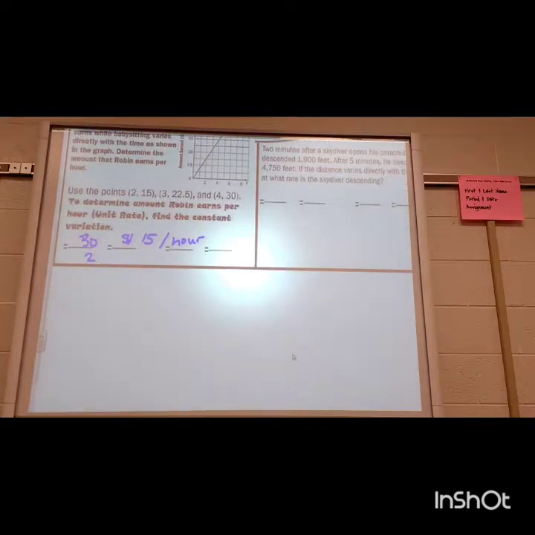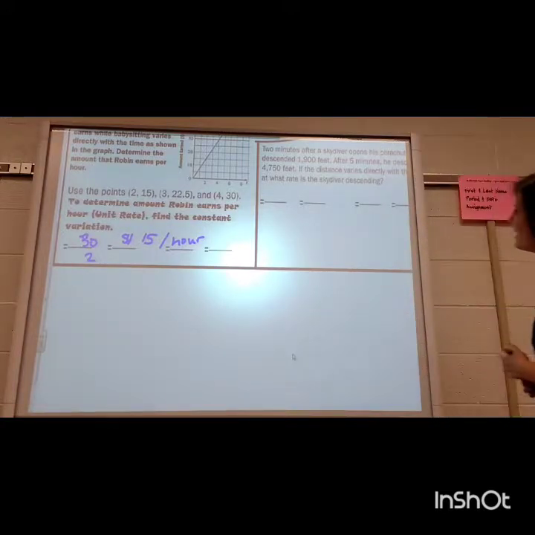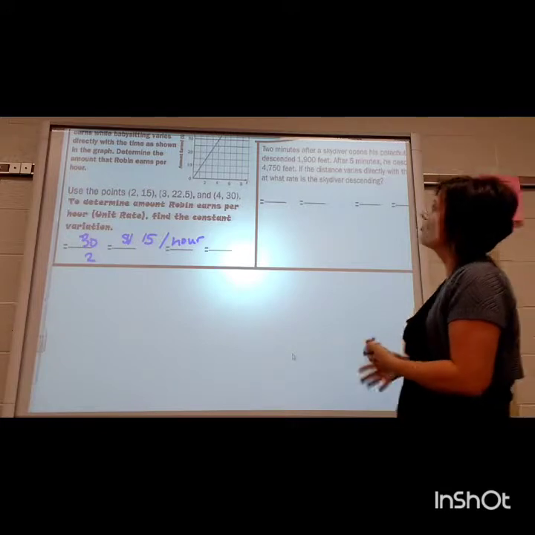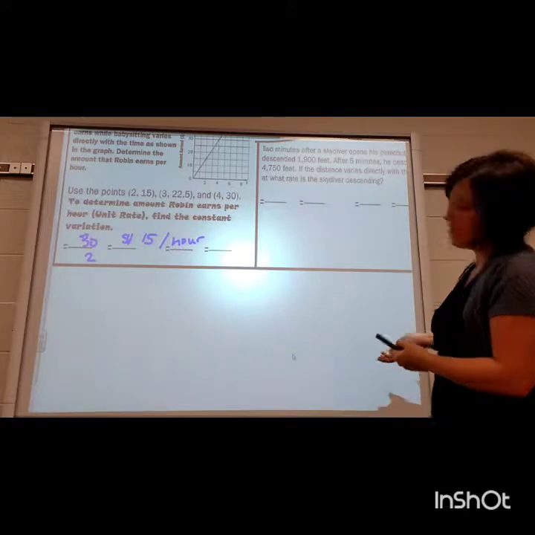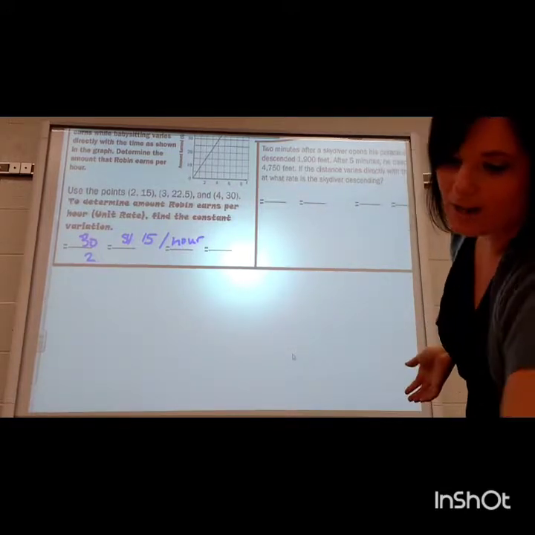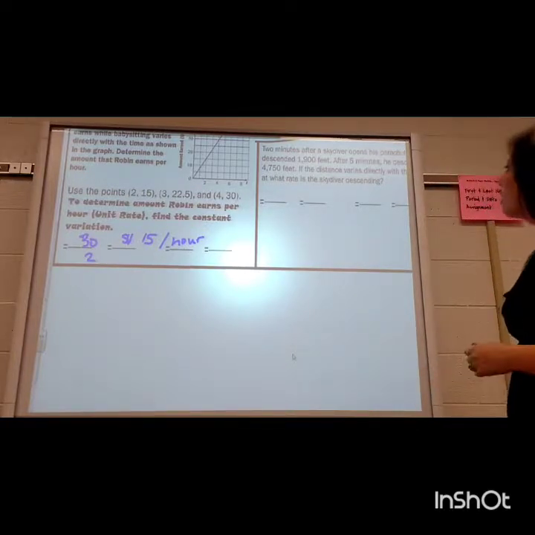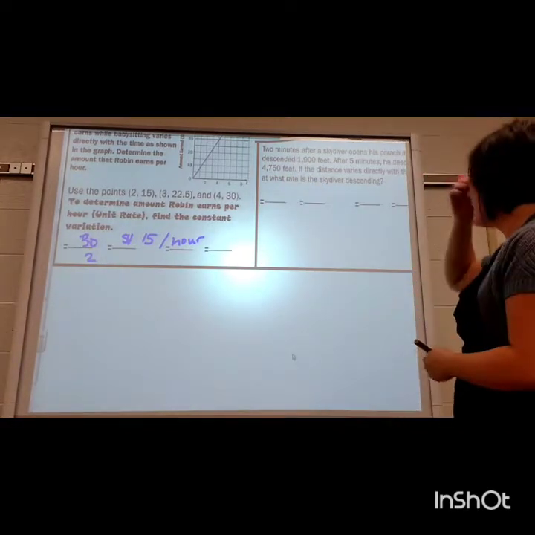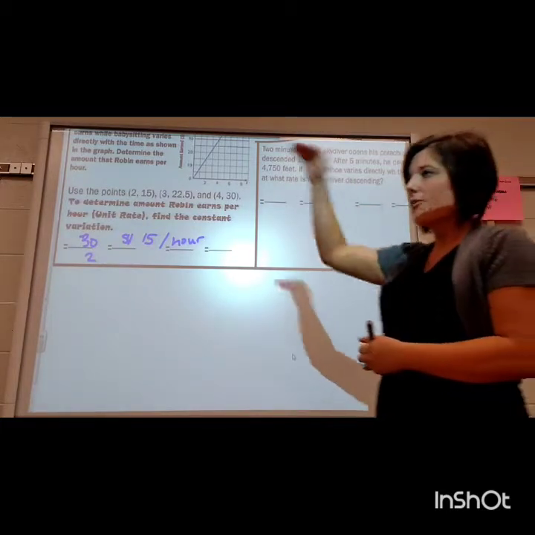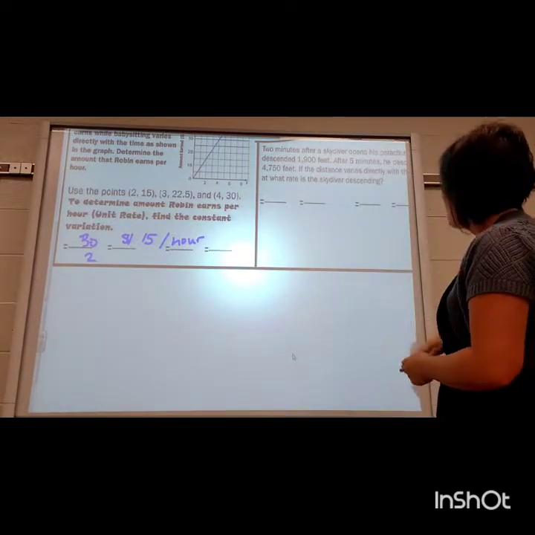Okay, here's a word problem example. Two minutes after a skydiver opens his parachute, he's descended 1,900 feet. After 5 minutes, he's descended 4,750 feet. The distance varies directly with time. At what rate is the skydiver descending? Distance varying directly with time means distance is on top and time is on the bottom. When it says varies directly with whatever, the first thing is on top, the second thing is on the bottom. So in this case, we're going to do distance over time.